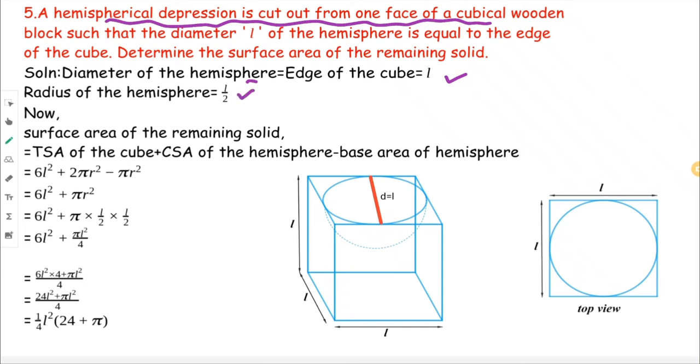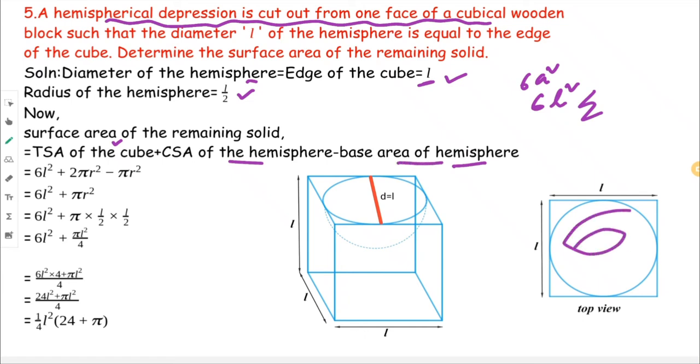Now we're going to find the surface area of the remaining solid. So like I said, total surface area of the cube plus curved surface area of the hemisphere minus base area of the hemisphere, which is a circle. Alright, so the total surface area of a cube, what is the formula? It's supposed to be 6a squared, right? But here we got the edge to be equal to L, that's why in place of a we're taking it to be L. Then the curved surface area of the hemisphere, the formula is 2 pi r squared, and the base area of the hemisphere, you can see here, this is a circle, so we're going to put the area of the circle formula pi r squared.